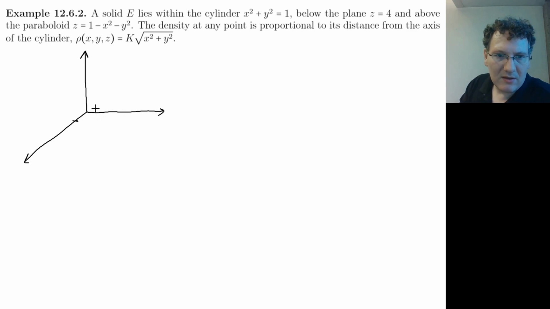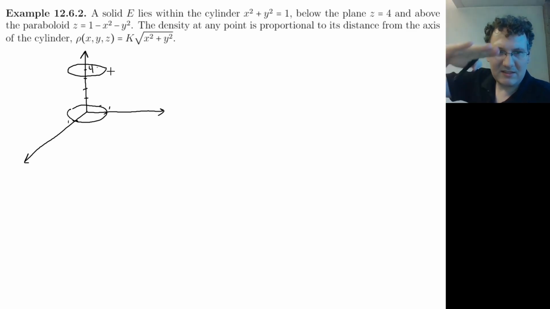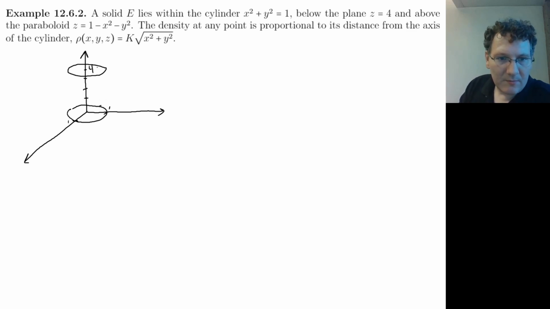As you know, the cylinder that we're talking about has a radius of 1 on the xy plane. It's below the plane z equals 4. 1, 2, 3, 4. And so the top of this thing is going to be like a disk. And the paraboloid z equals 1 minus x squared minus y squared is going to be a downward opening paraboloid, looking like that.